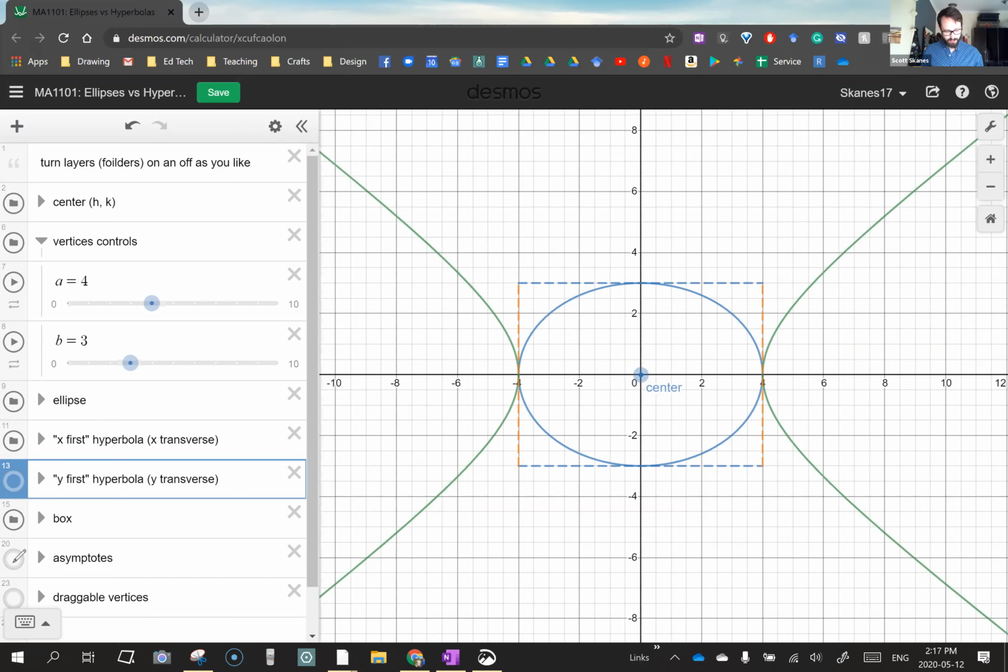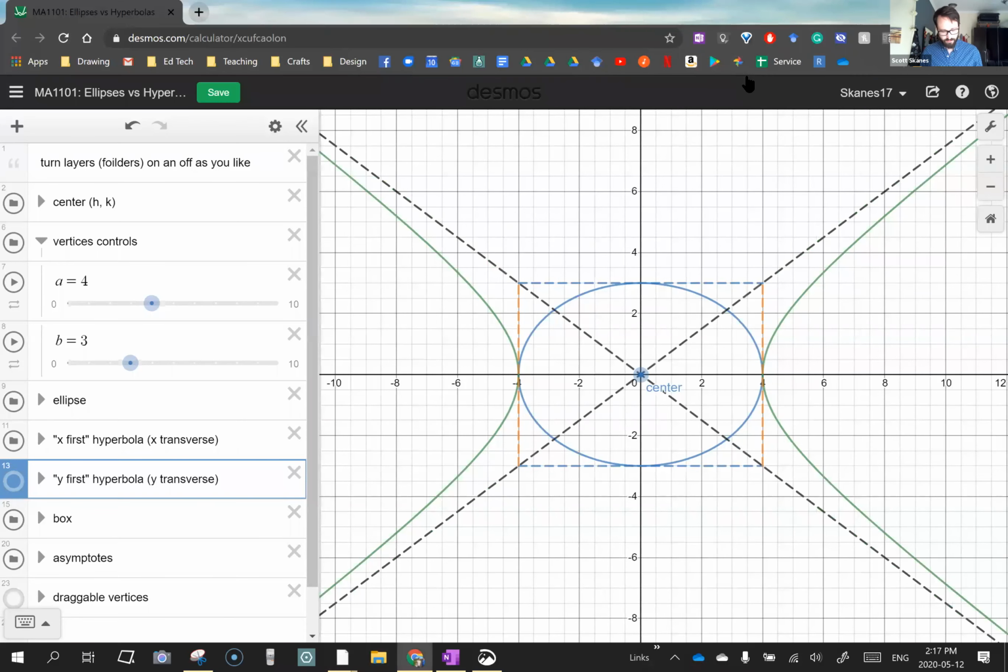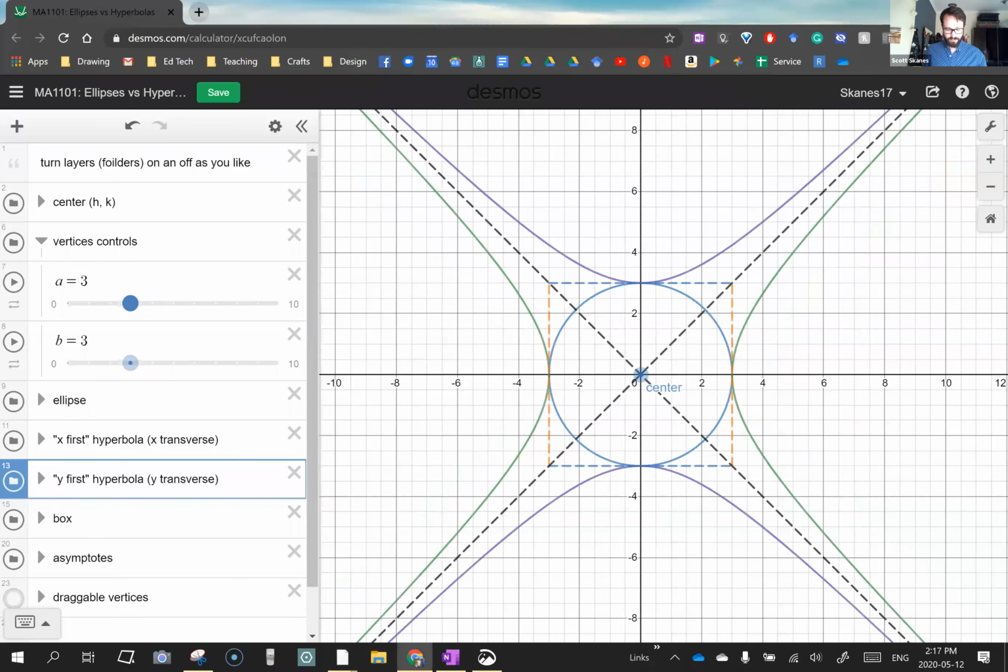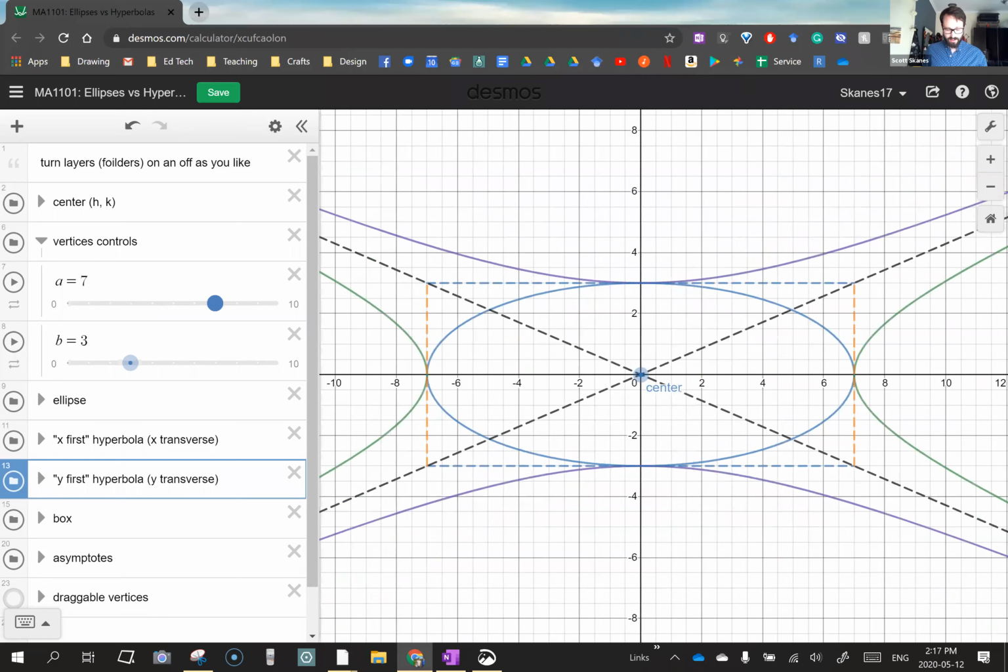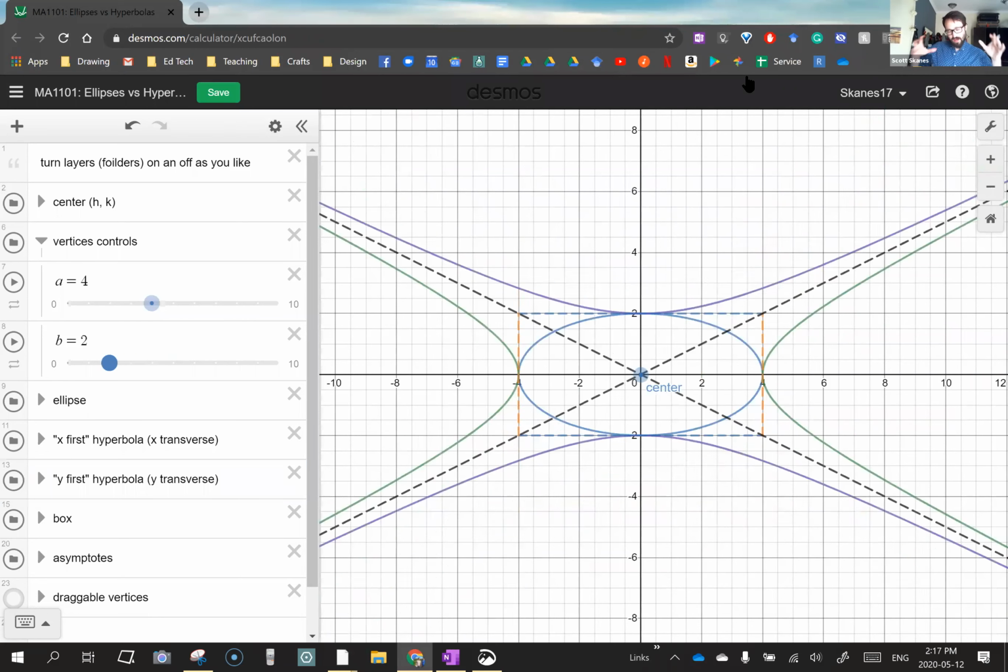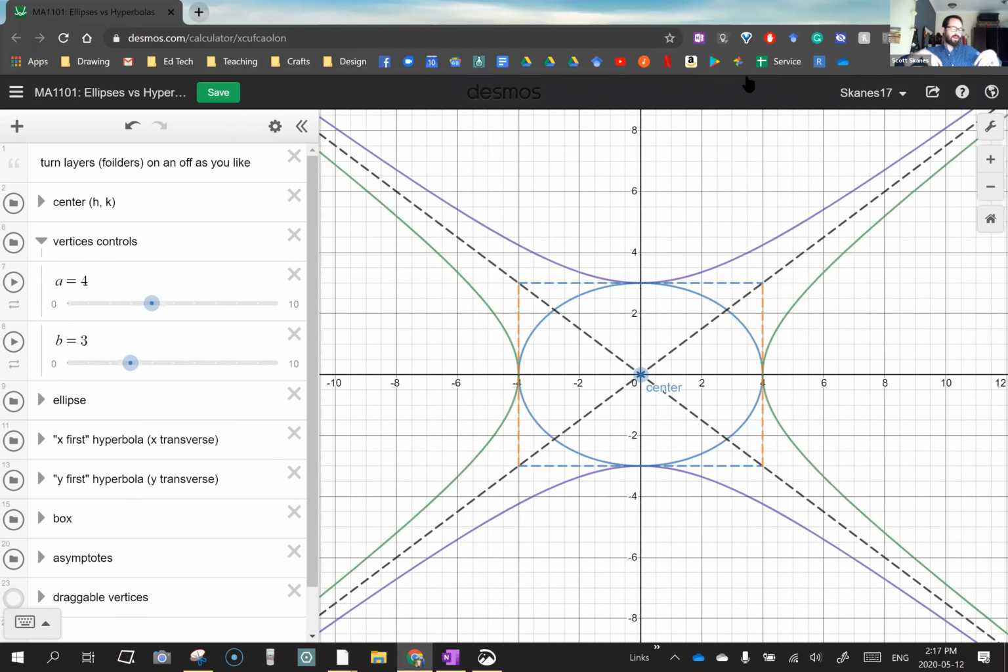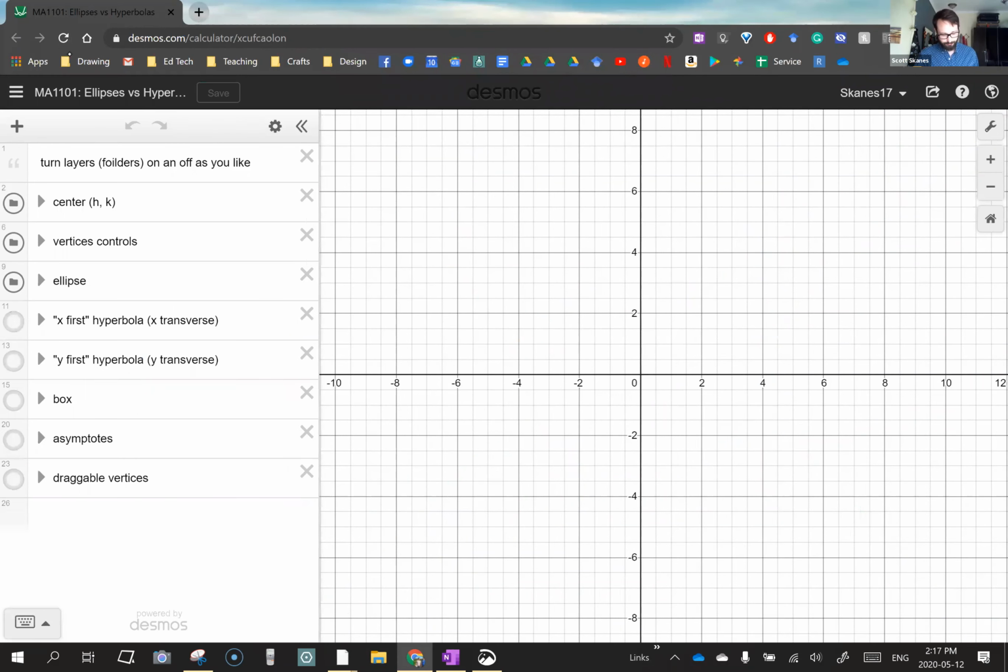And just for fun, I'm going to turn on all the pictures here. So look at this. Open everything up. Okay, this is our full picture. Our ellipse, our hyperbola, all on one big graph. We've got the box, we've got the asymptotes, we've got everything. Woo! It's not that crazy. Let's reset it. Now it's just a circle again.